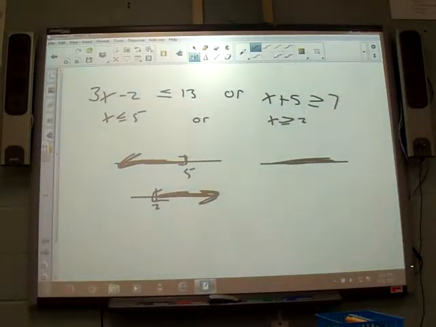So just shade everything real quick. That's real hard. So that goes forever to the left, forever to the right. There's your interval notation.